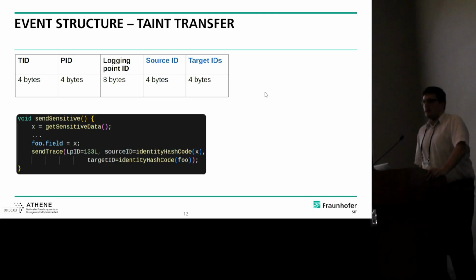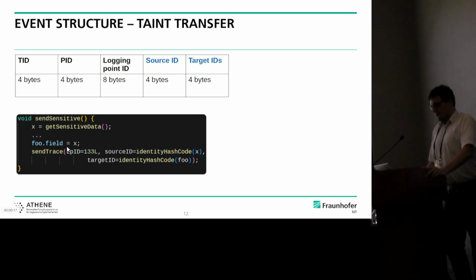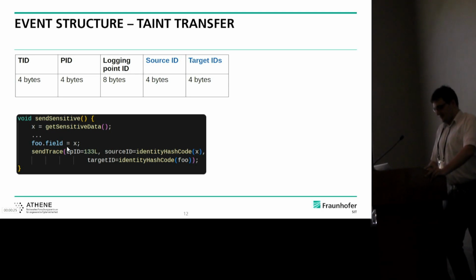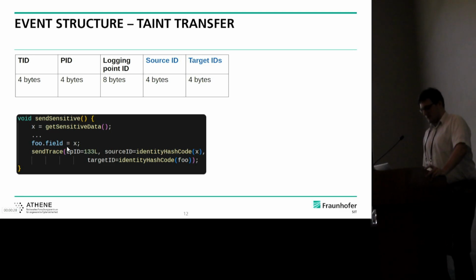Taint tracking is also interesting in some cases because you have the taint transfer. If you have, for example, this line right here, in this case, a field gets tainted too, right? But also the foo object needs to be tainted, because we want to propagate the taint further. The way we do that is we send a special event where we send not only the identity hash code of the tainted object, but also of the newly tainted object.